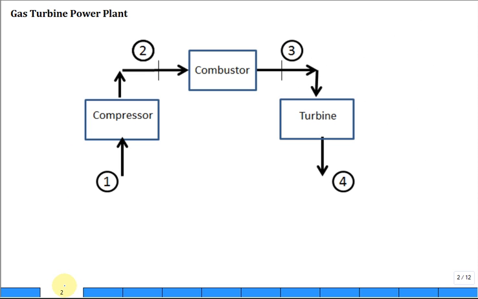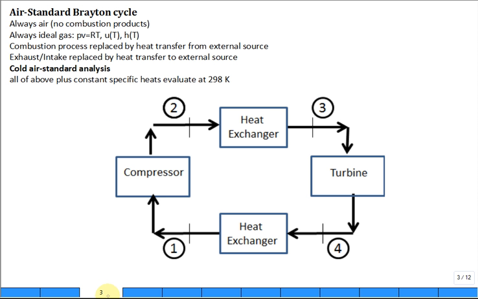So the basic cycle has a compressor, combustor, and turbine, and the four primary states, 1, 2, 3, 4. You do the air standard analysis, just like we did for the Otto and Diesel, so that we simplify it. We have always air, no combustion products. The ideal gas equation is always valid in any of those states. The combustion is simplified, and the intake and exhaust are simplified. We just put a heat exchanger for the heat rejection, like that.